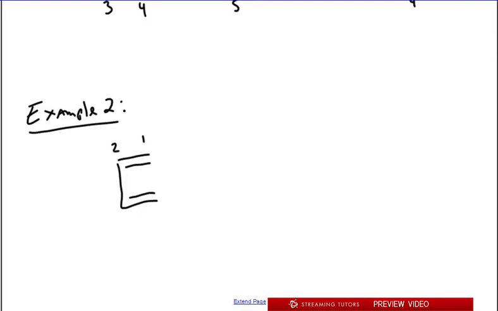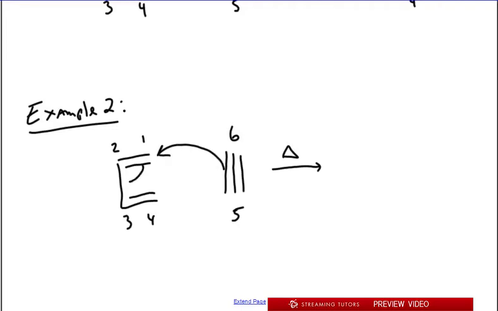Here's 1, 2, 3, and 4. But instead of a double bond, I can have a triple bond. Okay, this is an alternative. It's still a 2-pi system. There are 2 atoms involved with the pi system, but it's a triple bond. Now, what happens? Well, 5, we're going to do the same thing. 6 gives the electrons to 1. 2 takes a double bond to 3. 4 takes a double bond and gives it to 5.